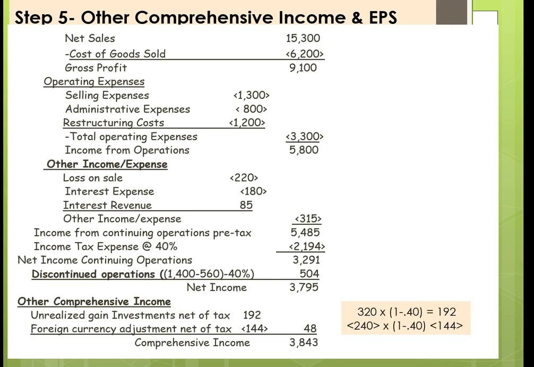And just so you know, it would be 320 times 60%, that's what gave you the 192. That would be what it would be, less tax. And the loss of 240 times 60% would give you then only 144.